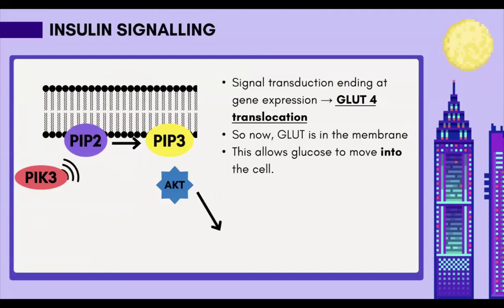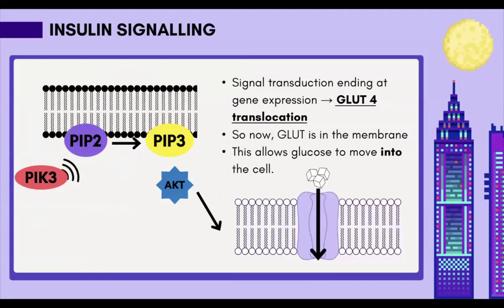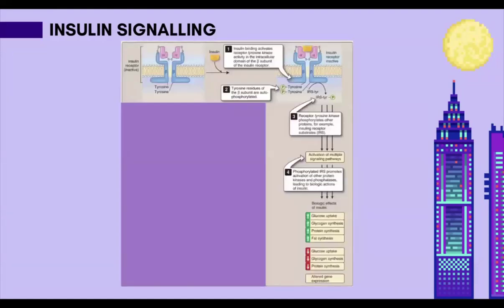And what AKT is going to do is allow GLUT, which is a receptor for glucose, to move from inside the cell to outside. So the receptor is going to become part of the cell membrane instead of just being inside. And then glucose can now finally move into the cell, and this allows for the actions of insulin to take place. You need to know that this is for GLUT4 and not the other types of GLUT. And that is it for insulin signaling.